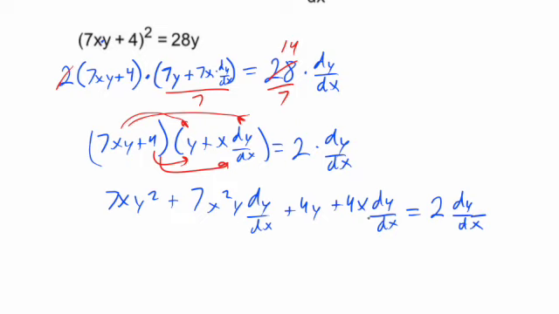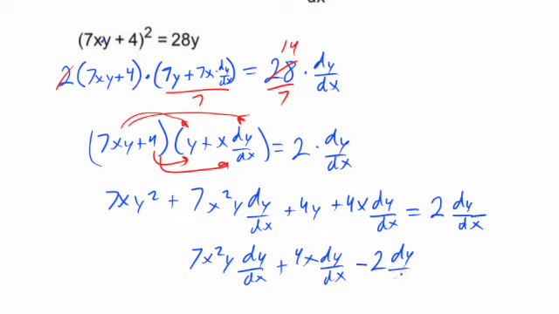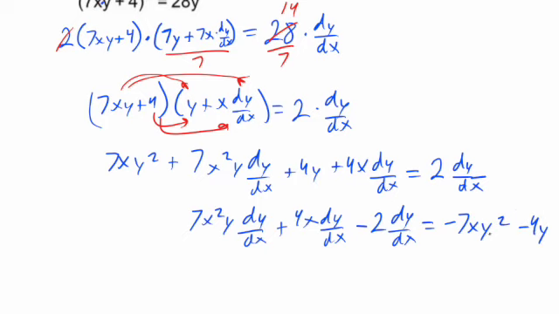Okay, so we want to solve for dy/dx, so we want all of our dy/dx's on one side and the other stuff on the other side. So let's keep this here, and we'll keep this on the left, 4x dy/dx. We'll subtract this from both sides. And on the right-hand side of the equation, we're going to bring this to the right-hand side, so it becomes negative 7xy squared. And this thing comes to the other side.